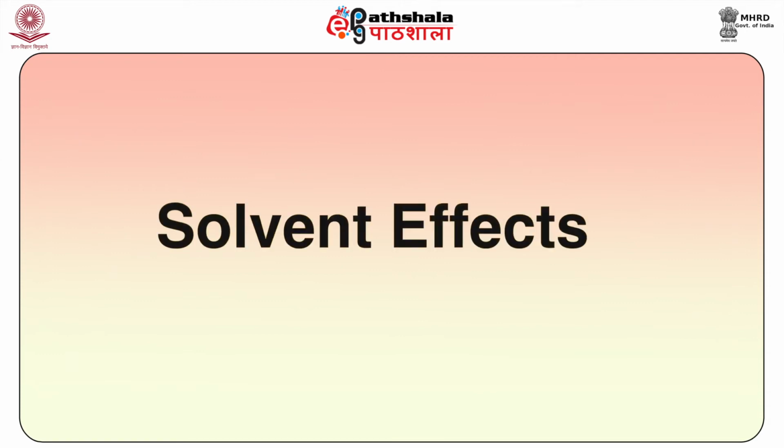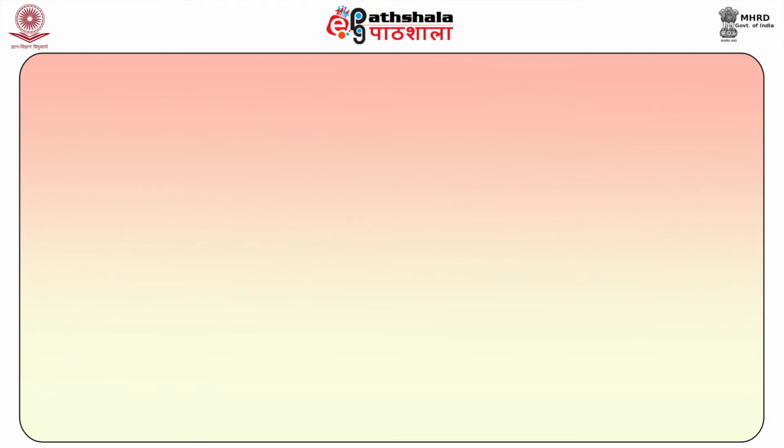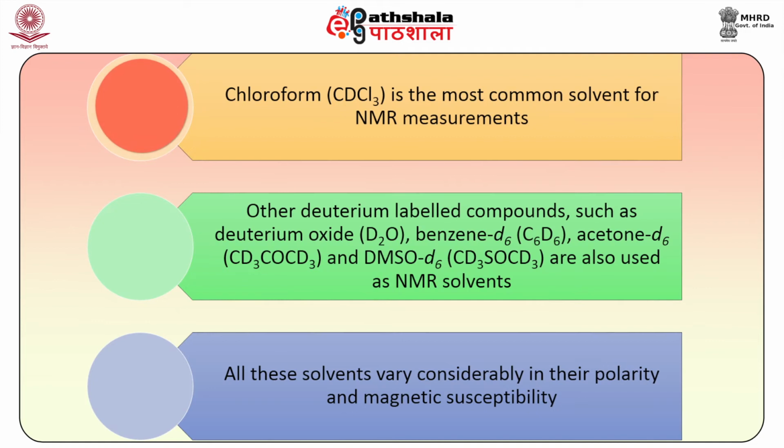Next we come on to the solvent effects. Chloroform, that is deuterated chloroform CDCl3, is the most common solvent for NMR measurements. One reason is that it is cheap, because the deuterated atoms are very few in this solvent.